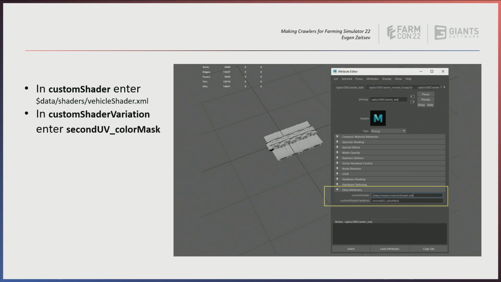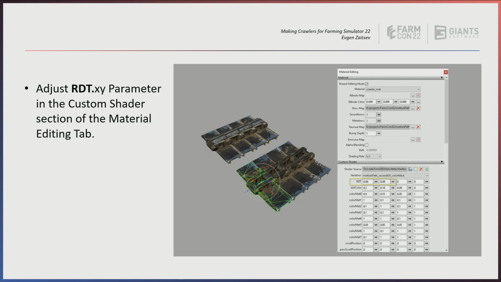which is telling the editor or the game, okay, you need to load this shader from here. And custom shader variation is saying, okay, you need to enable this code in this shader variation. So it's kind of a second UV color mask. This is what we just did for testing. And after that you export.